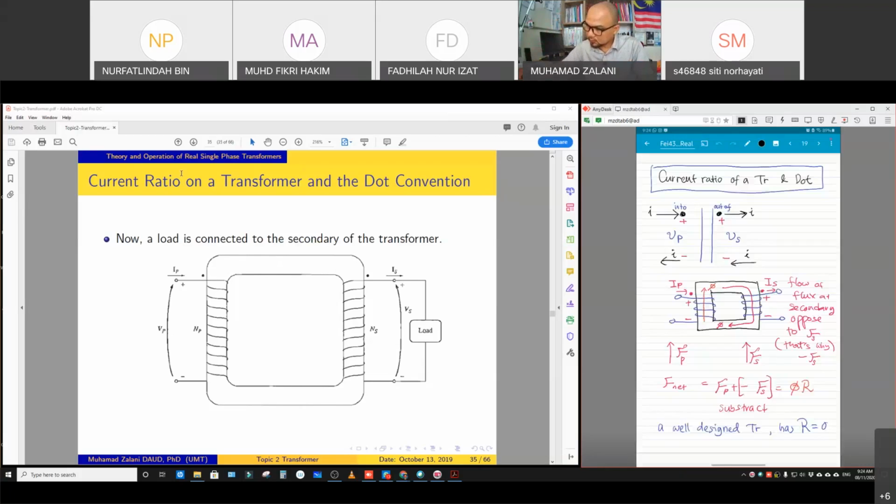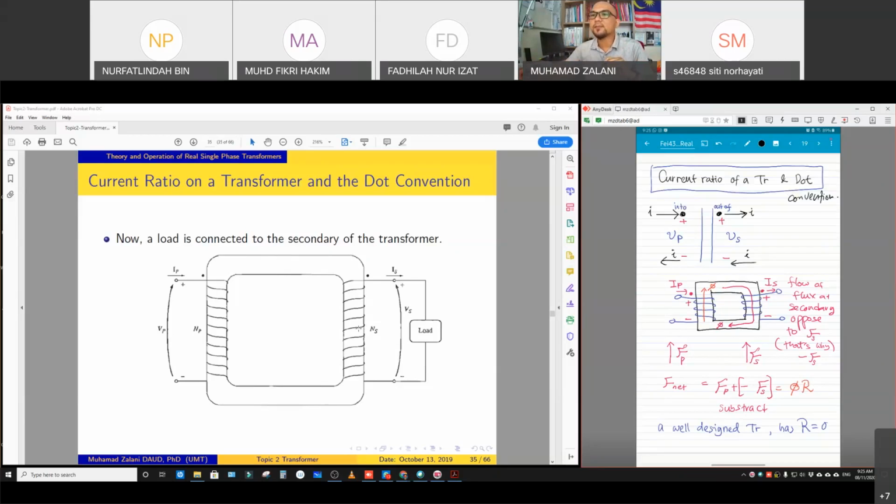So, okay, we move on to the lecture notes, the notes that I have given to you. Current ratio of a transformer and dot convention. We have discussed a very similar thing in our previous lesson related to the ideal transformer, but this one is more focused on the real transformer.